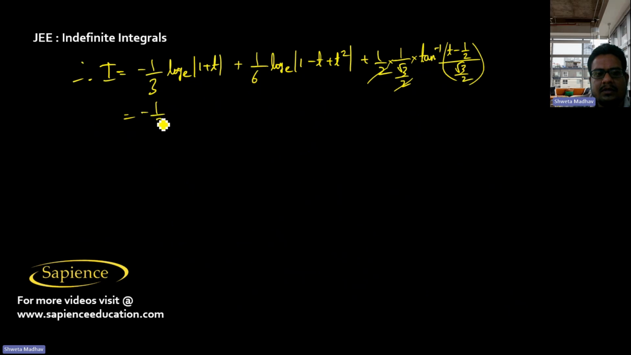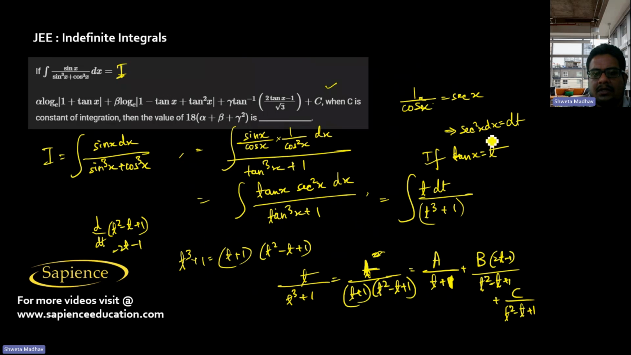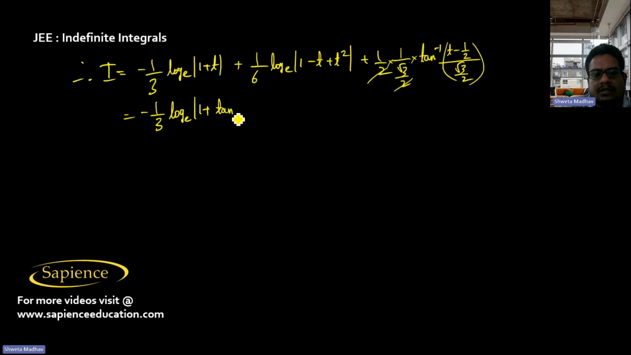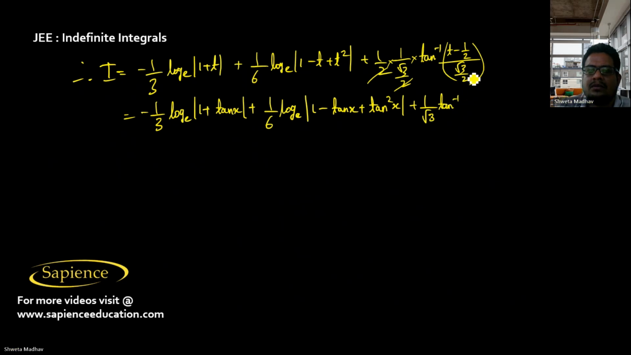So then we will get minus 1 by 3 log base e 1 plus mod t. Now t is nothing but tan x. So we can write 1 plus tan x, plus 1 by 6 log base e 1 minus tan x plus tan square x, plus 1 by root 3 tan inverse of, since 2t, so 2 tan x minus 1 by root 3, plus c obviously. Plus c also should be there.